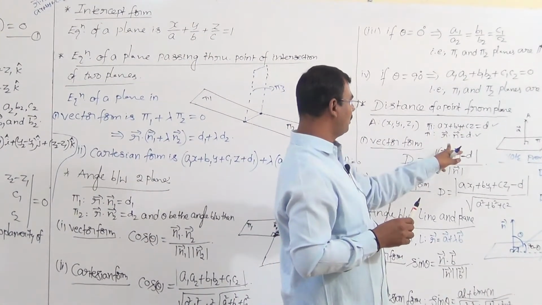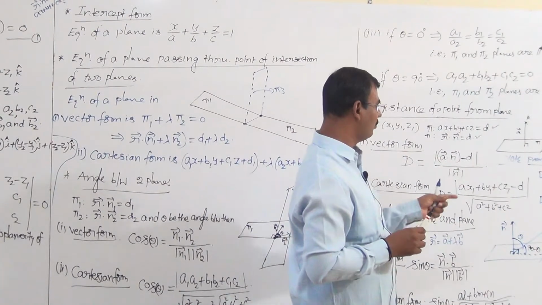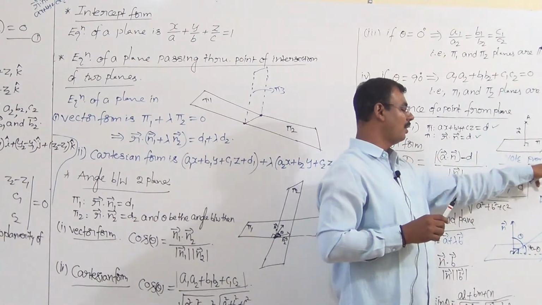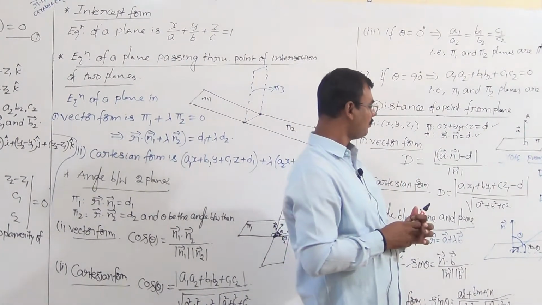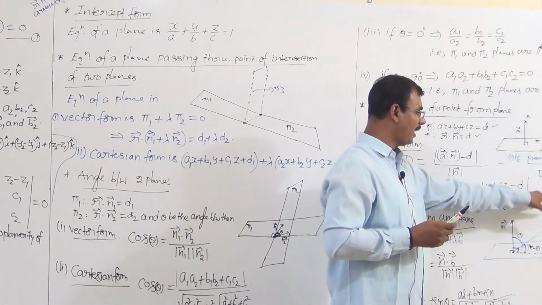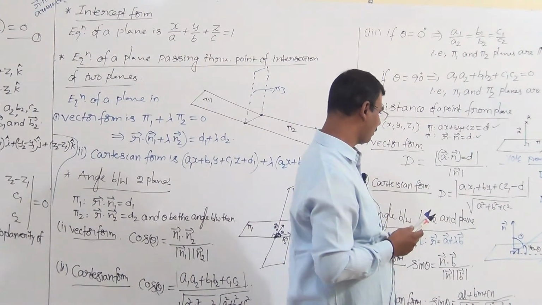Suppose instead of a point, the origin is given, what is the distance? In vector form, the distance formula is |d| by |n̄|. In Cartesian form, |d| by √(a² + b² + c²).